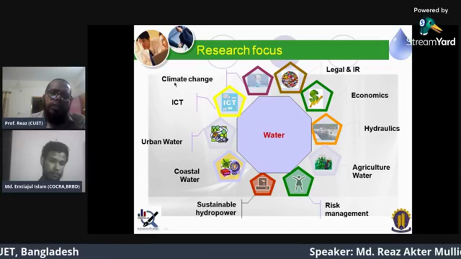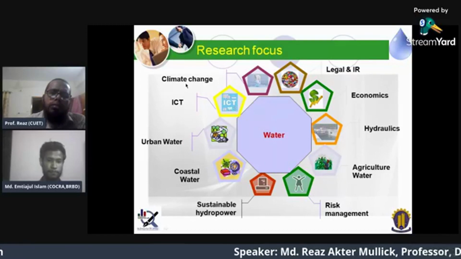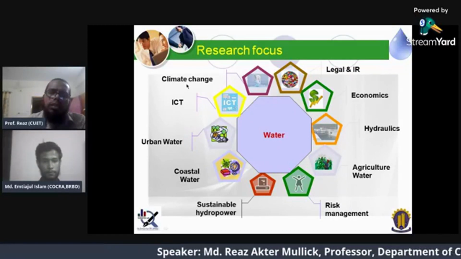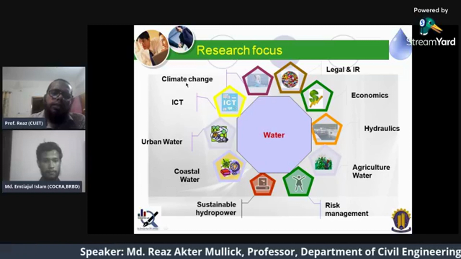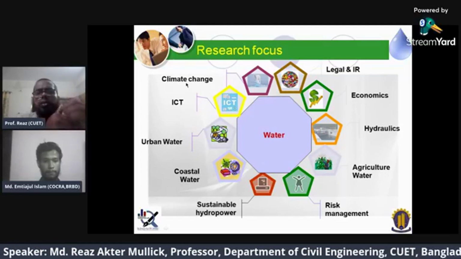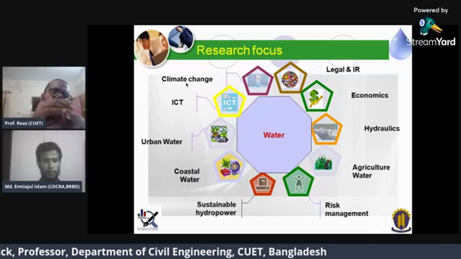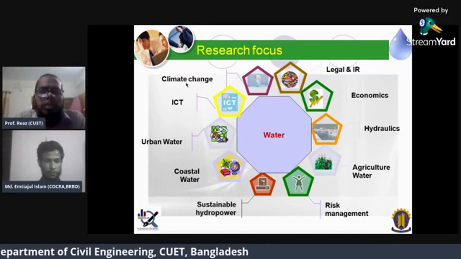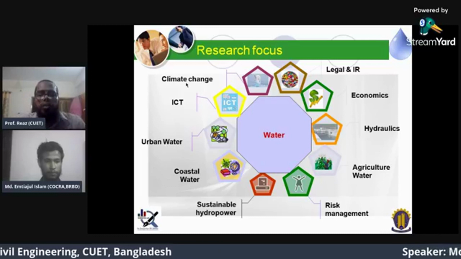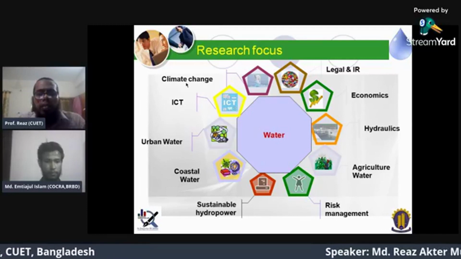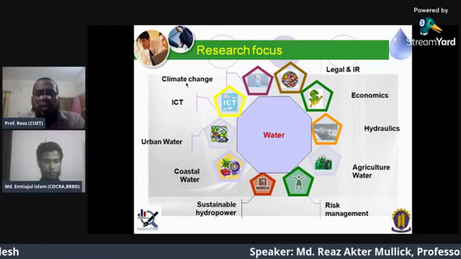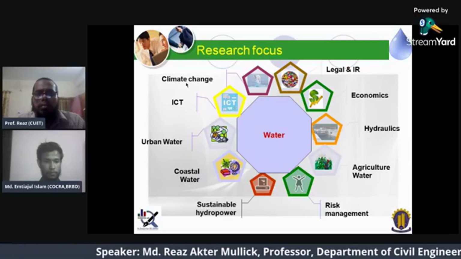And climate change, another particular topic for water research, because the first effect of climate change is on the hydrology, because the changing of the temperature will change the entire hydrological cycle, and changing the hydrological cycle will change the water availability and the water demand everywhere.